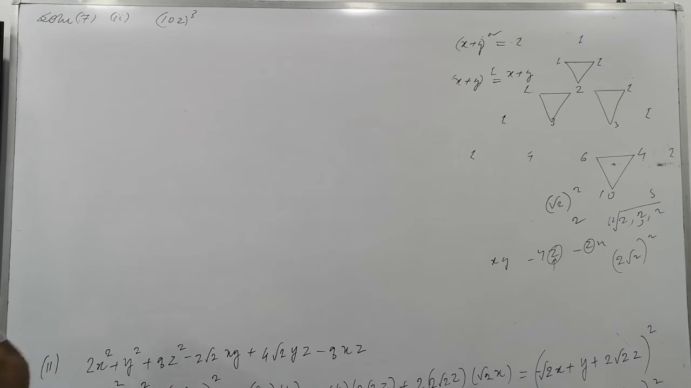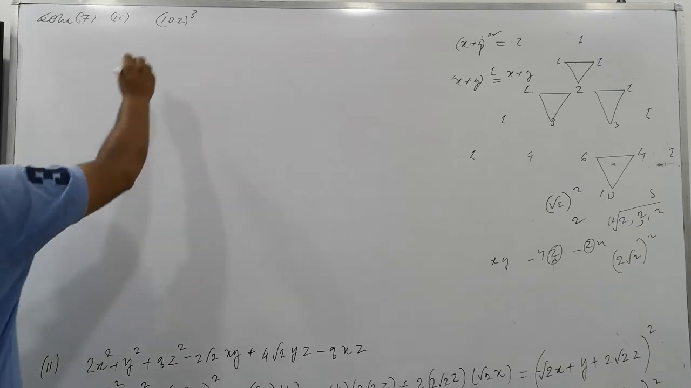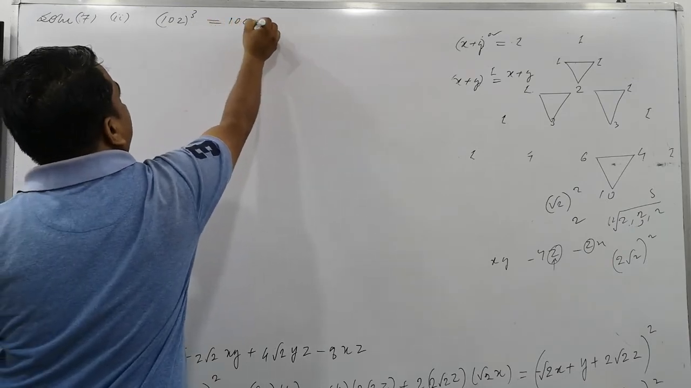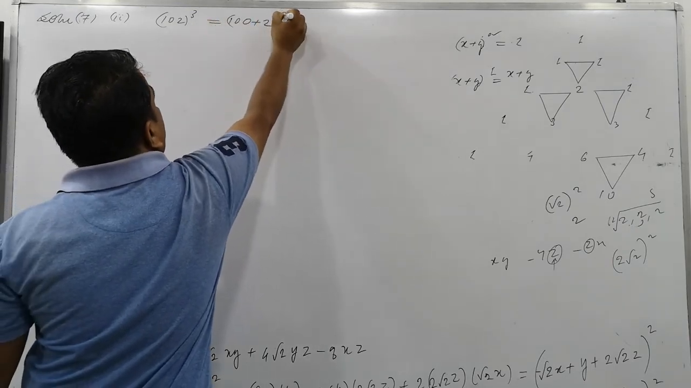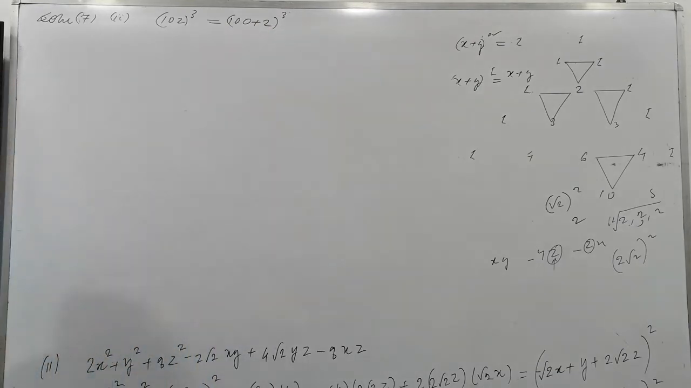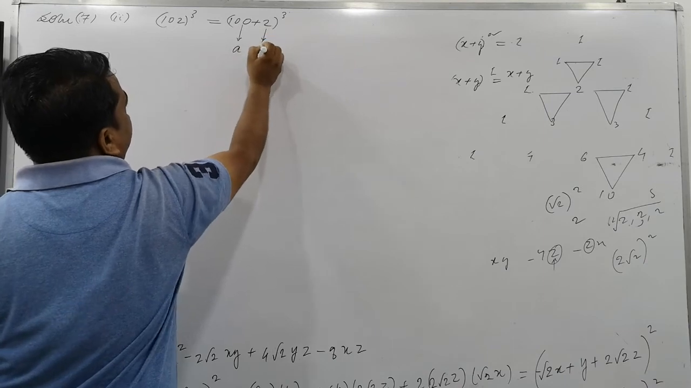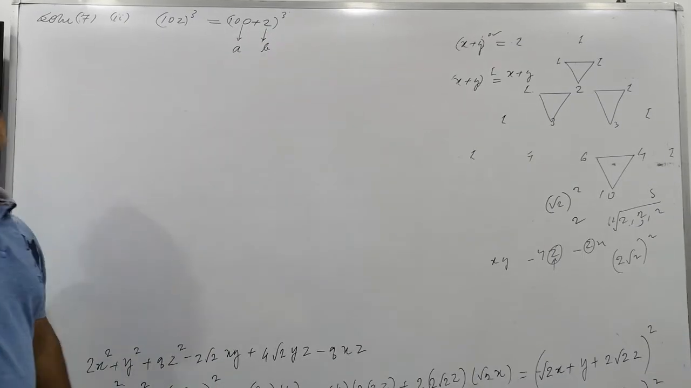Solving this question is meant to make you understand the application of an identity, where the use of the identity is. So this expression can be written as (100 plus 2) whole cube. Is that clear? We are just seeing the pattern of a binomial expansion, where one term is a and the other is b, so (a plus b) whole cube can be applied.